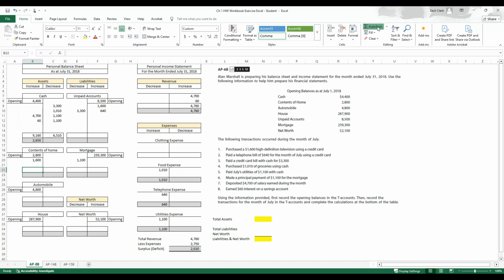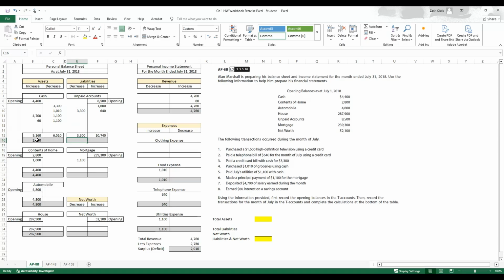Okay, so here we've got contents of home. There was no decreases, so kind of similar to what we saw in the income statement. It's kind of redundant, but we're going to bring that down just to complete both summations. There was no transactions to the automobile account, so we're going to just come down there with that. For the house, same thing. Okay, but now on the unpaid accounts side, we did have some increases and decreases.